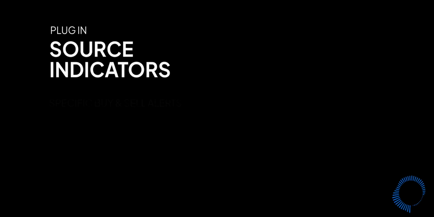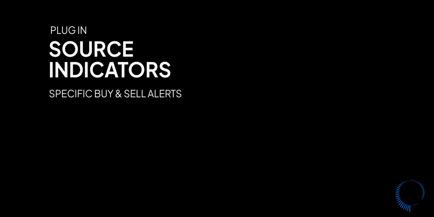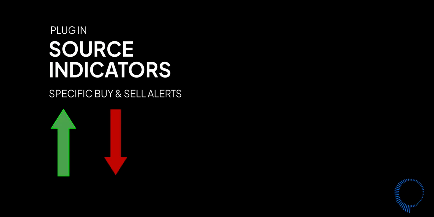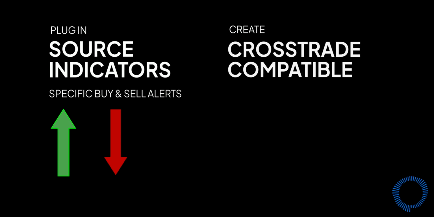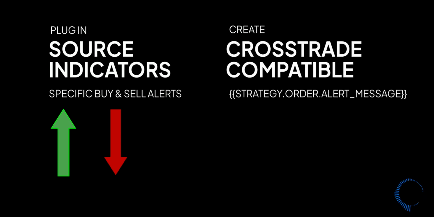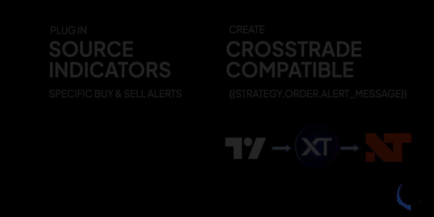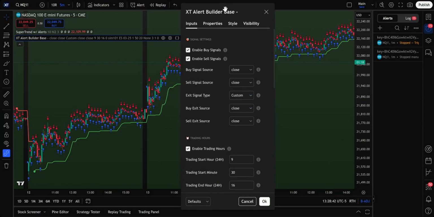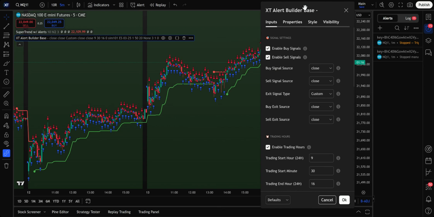With the builder, now we can harness the best of both worlds by plugging in source indicators with specific buy and sell entry and exit conditions, and then create cross-trade compatible payloads that get sent conveniently with the strategy alert message. Let's walk through an example using the basic version of the builder. We also have an advanced version of this tool that includes dual entry signals and additional market condition filtering to help refine your signals.